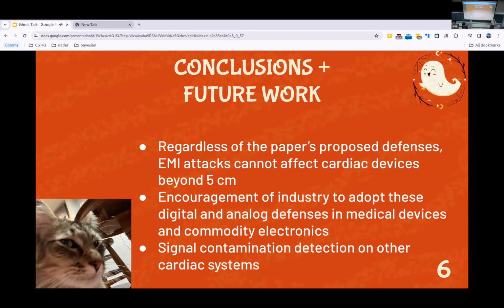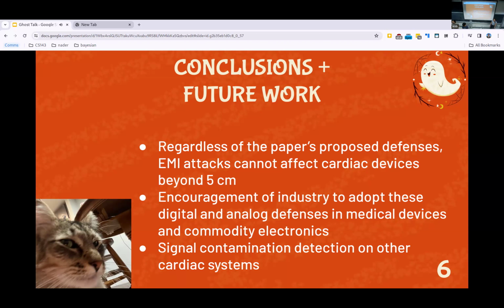Okay, so to conclude, for medical devices, they also tested trying to affect a device that was based on the same solution to mimic the human body. And while they're able to interfere with a 10 watts between 1 and 2 meters distance, they found that in the same solution, they were only able to really affect the device within 5-7 centimeter proximity. So regardless of the defenses, it is still not feasible to really affect cardiac devices beyond 5 centimeters.